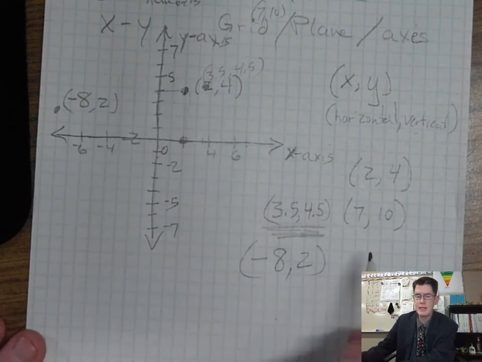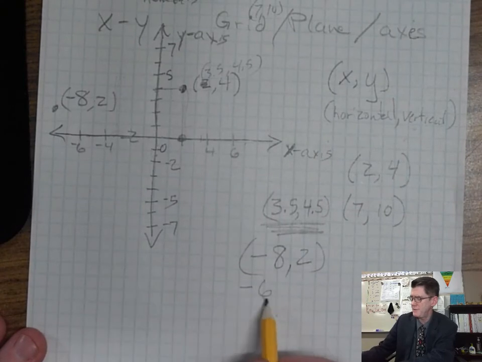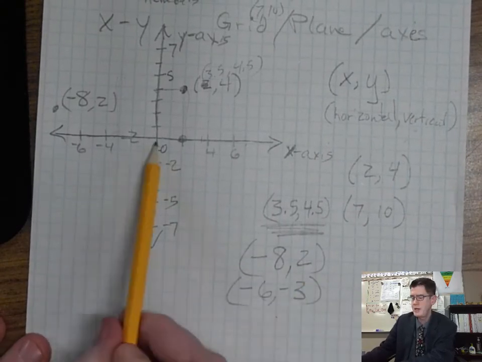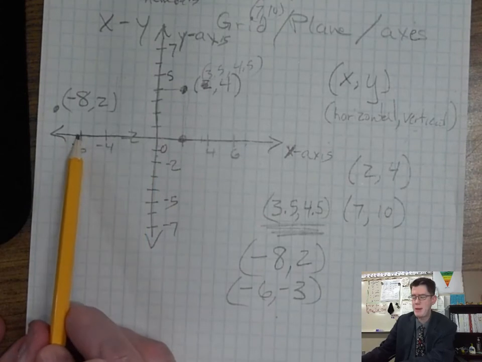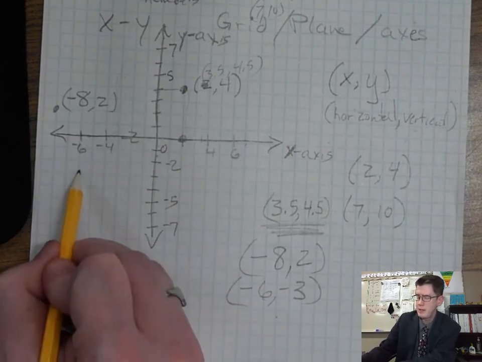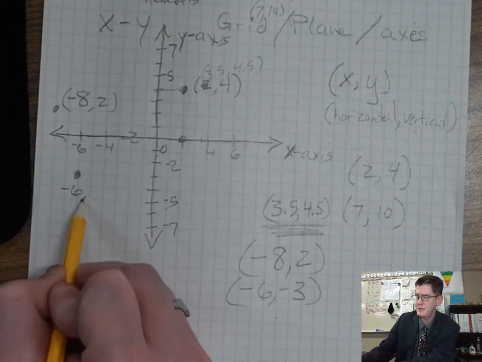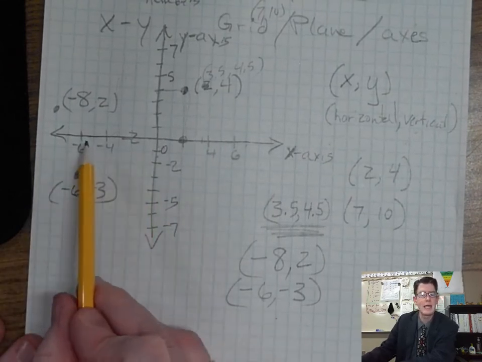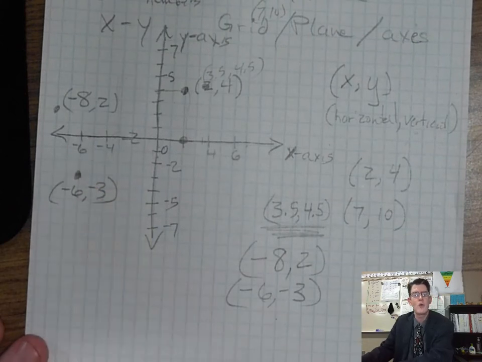And then, let's see, a point (-6, -3). So if I'm at -6, and the -3, that means we're going to go down 3. Right here, that's (-6, -3). And all the points down here, the X is negative, and the Y, because you're going down, the Y is negative as well.